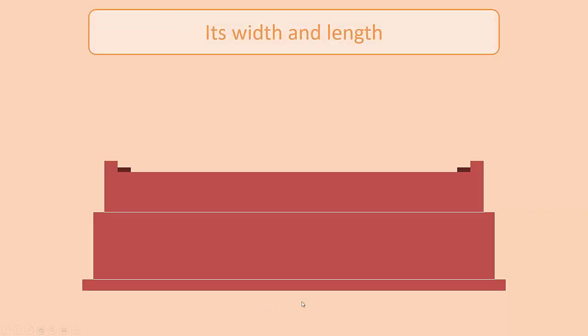So, starting at the very bottom, we have the Yesod. That means we're looking at the Mizbeach from the angle where there's the Yesod, so it's either from the west or from the north. And over here, the Mizbeach is 32 amas long, which is around 50 feet.